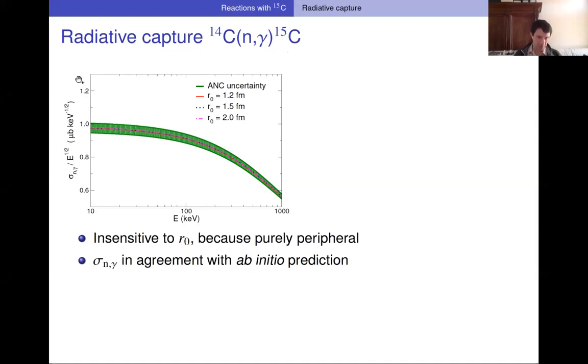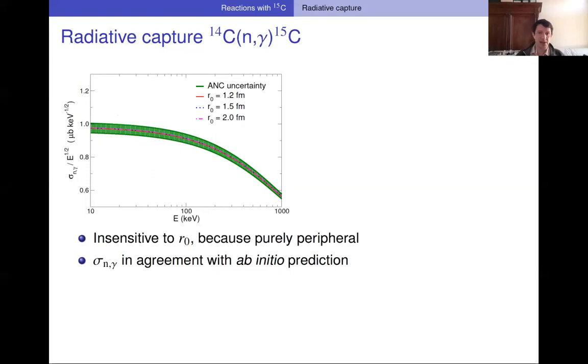So here is the capture cross-section divided by the square root of the energy to remove the major dependence on the reaction. And what you see is that once more you are completely insensitive to R0, so to the range of the Gaussian that you use, because the reaction is purely peripheral. That's something we know, of course. And this value agrees very well with the ab initio prediction that Peter Navratil has extracted from his no-core calculations.